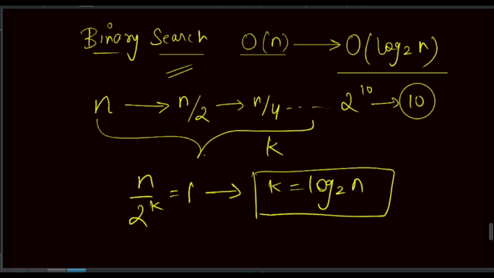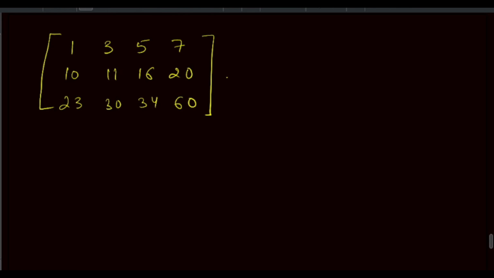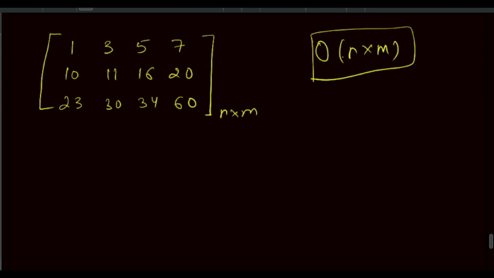So let me show you an interesting application of binary search now. Let's say you're given this matrix and you need to find a target in this matrix. And the matrix size can be anything, let's say n cross m. So if you apply linear search in this, it will take order of n into m steps to solve this, because you have to look at each position in the matrix and compare your target to the current element.